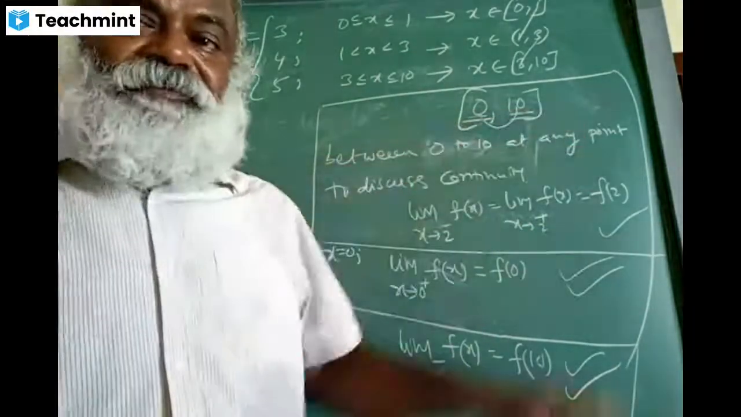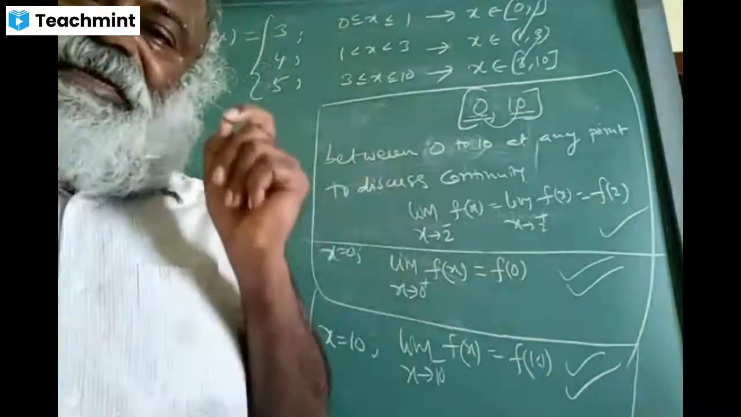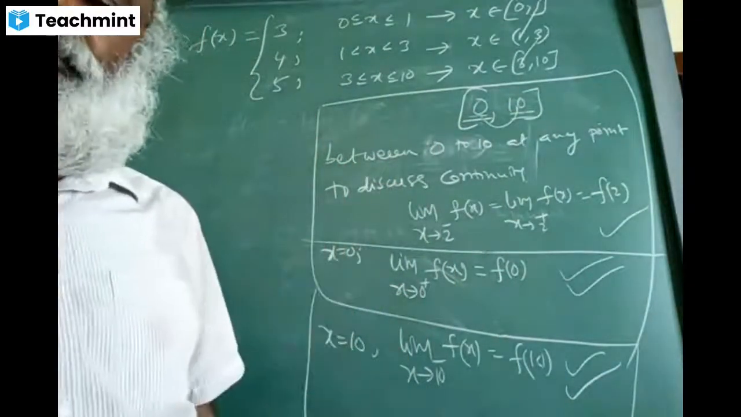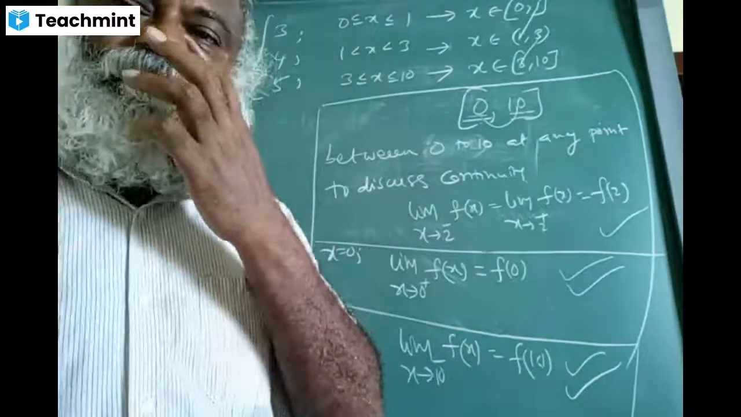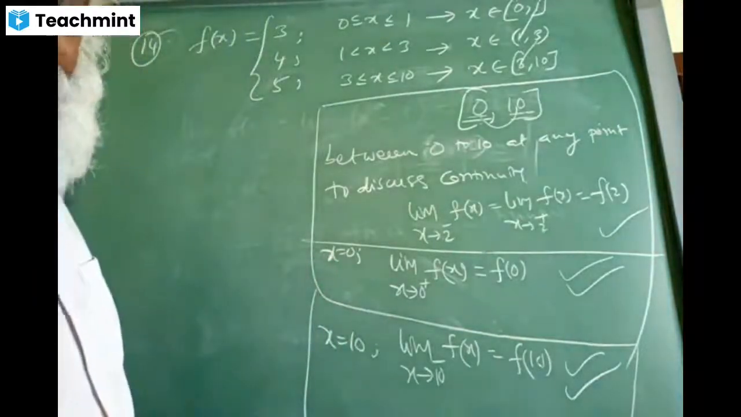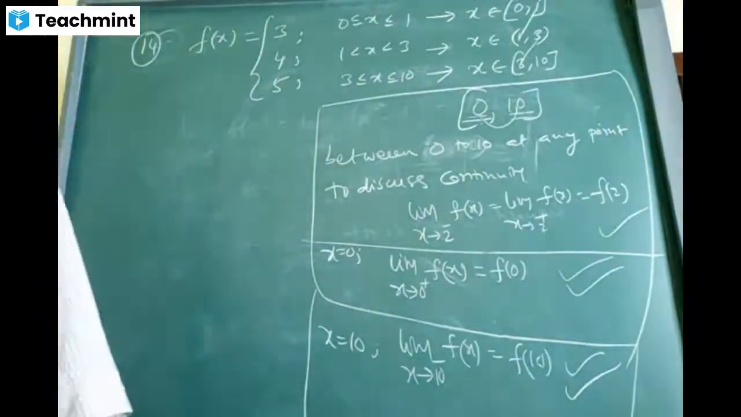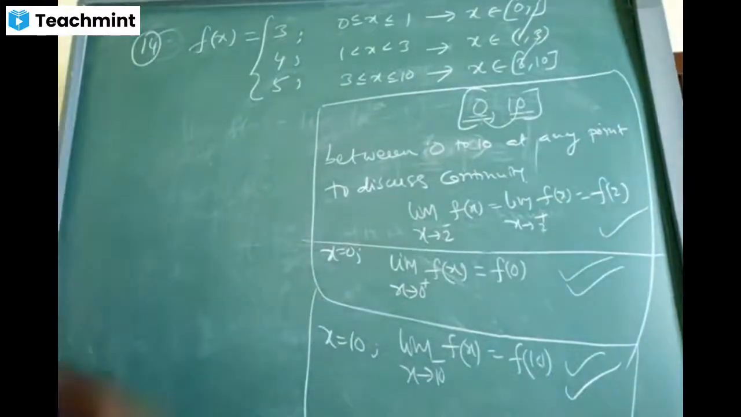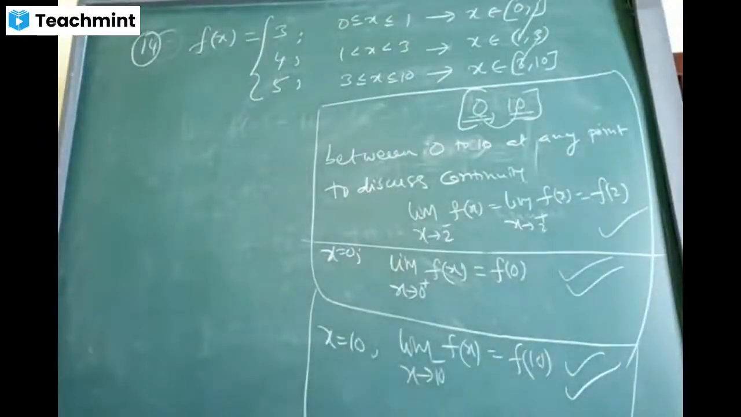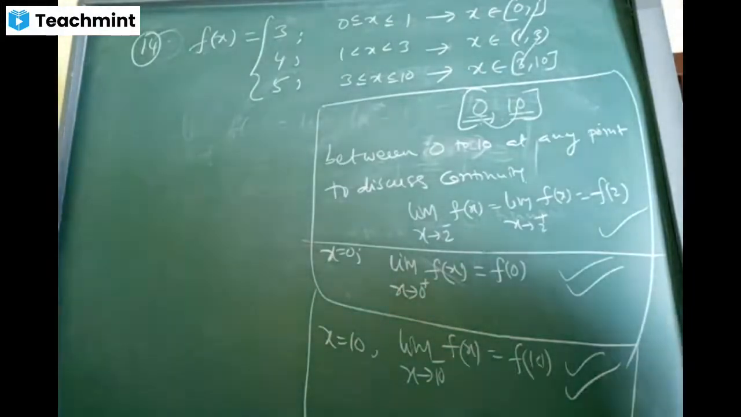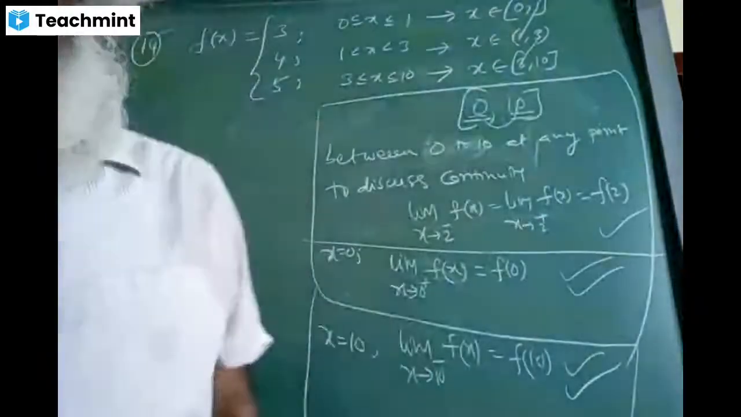In the interval, if you want to discuss the continuity at the extremes of the interval, you don't require 3 parameters. You don't require 3 components. 2 is enough, because 3 are not available. Please understand this. Is it clear?